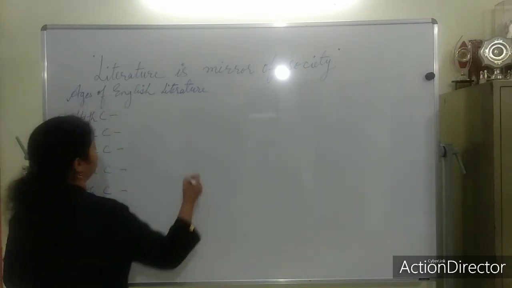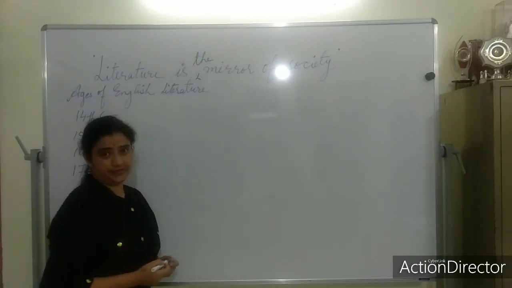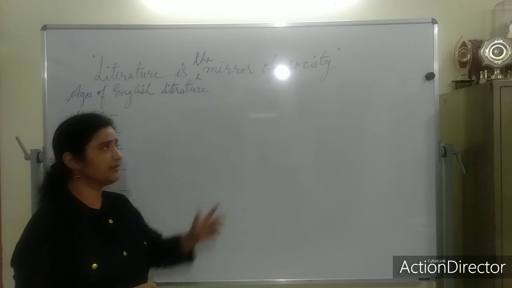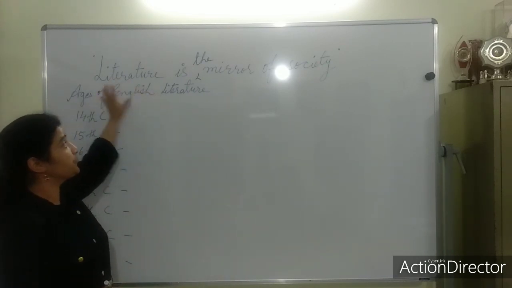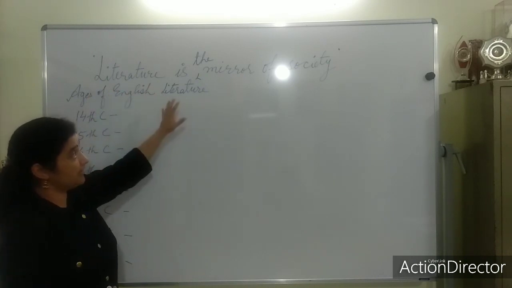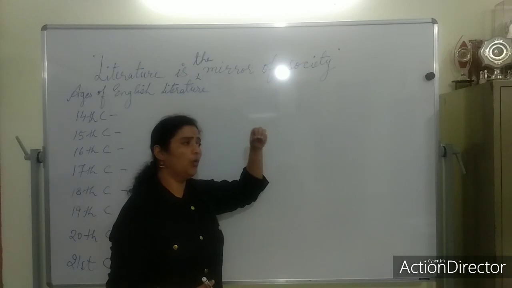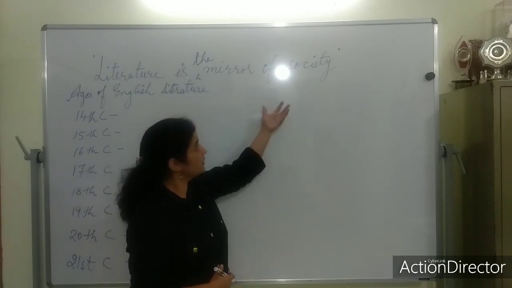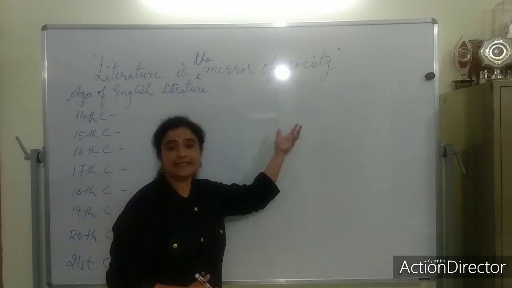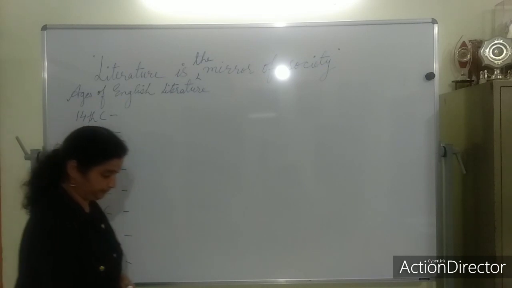So we often say that literature is the mirror of society. Mirror of society? What does a mirror do? A mirror reflects. So what does literature do? It presents or reflects an image of the society: what people think, what they do, what experiences they have had, and what all they have seen in their life is what forms the part of literature.